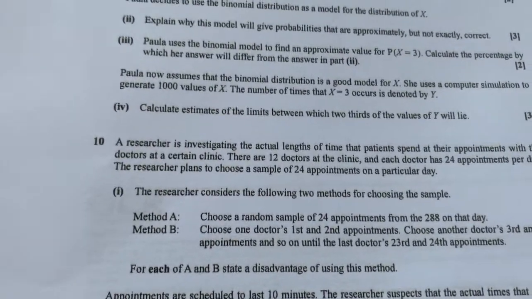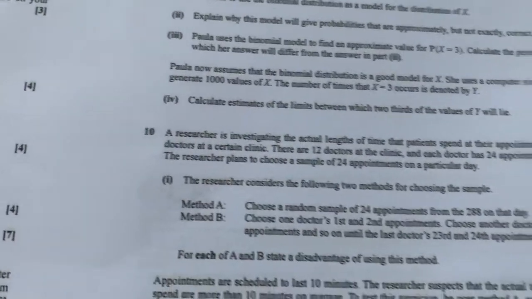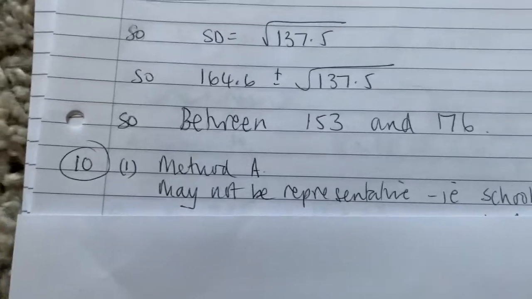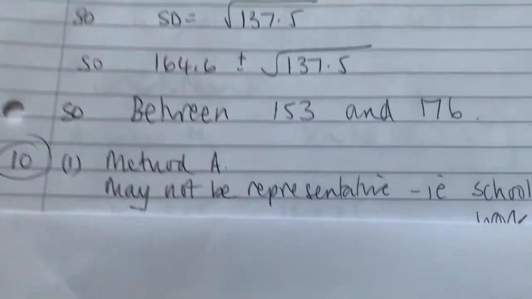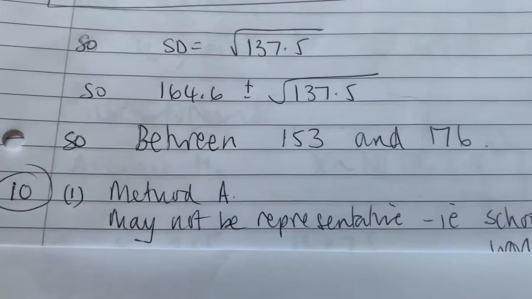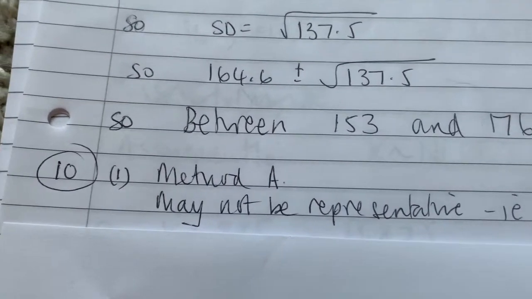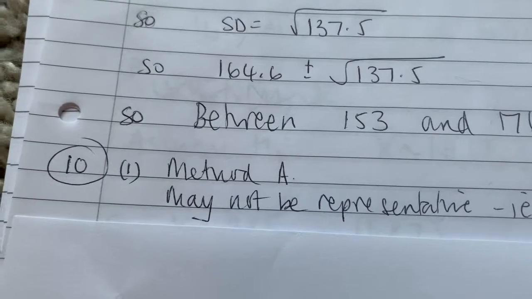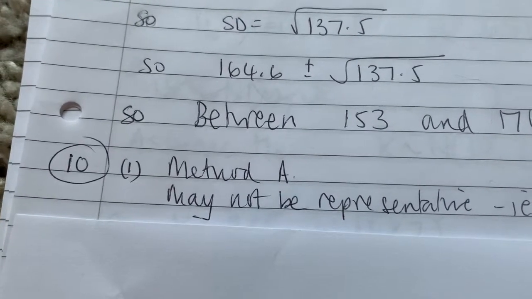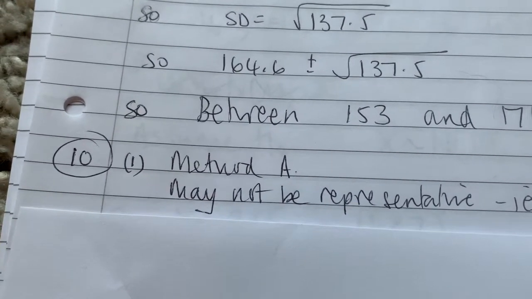The first bits of question 10 are only 1 mark. It's part 4 where there's 7 marks. So the first bit, it's that unfortunate sort of chatty maths. Method A is choosing a random sample of 24 appointments from the 288 appointments on that day.